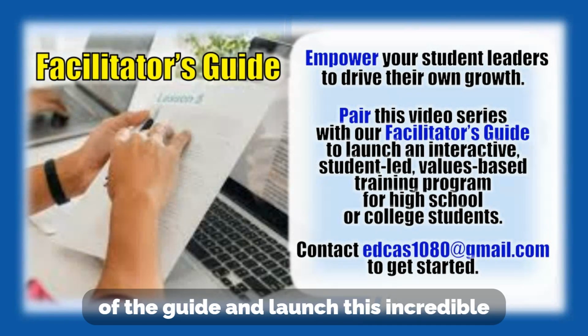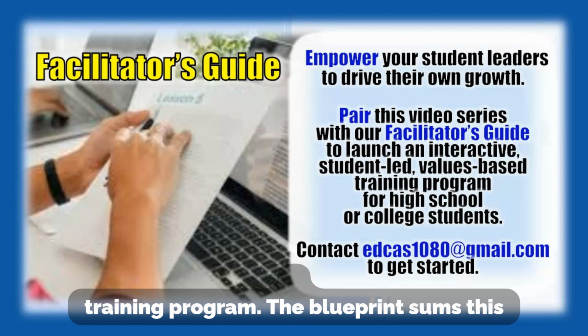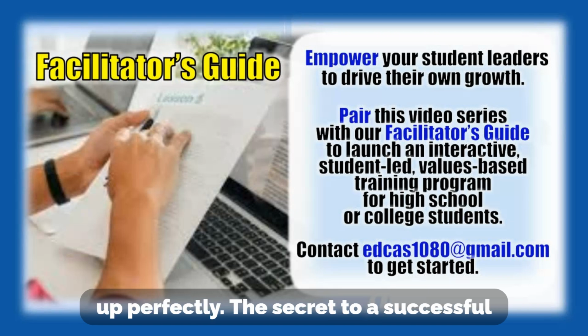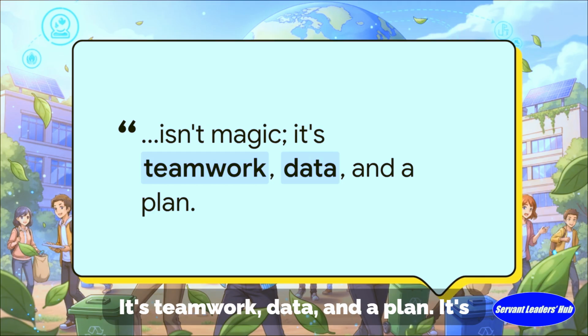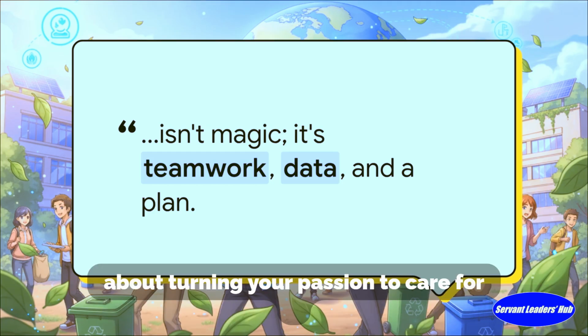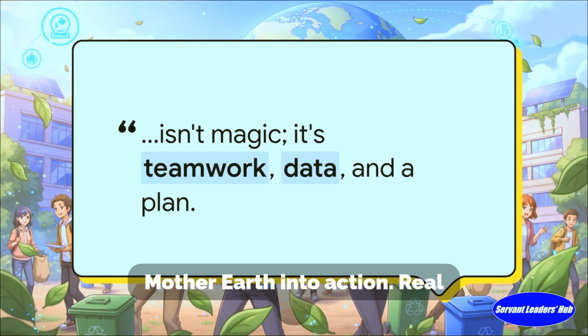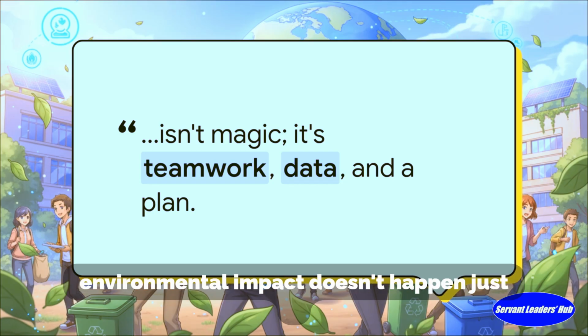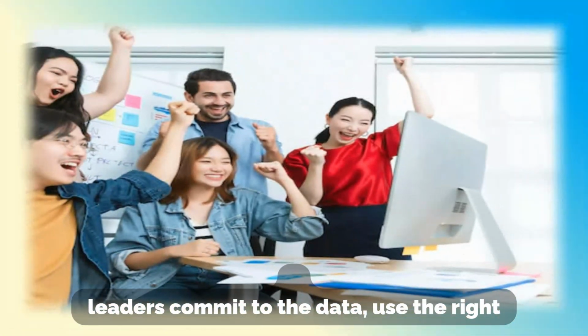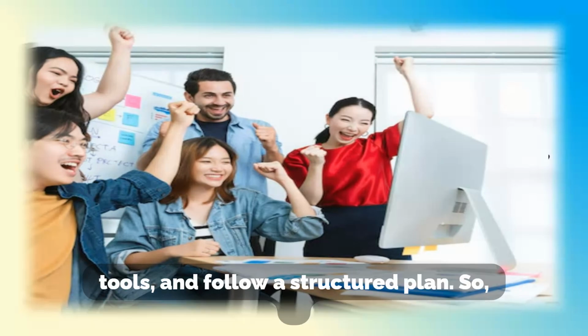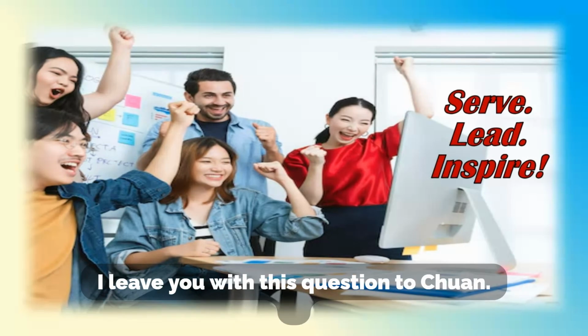The blueprint sums this up perfectly. The secret to successful, eco-friendly campus projects isn't magic. It's teamwork, data, and a plan. It's about turning your passion to care for Mother Earth into action. Real environmental impact doesn't happen just because we care about it or because we talk about it. It happens when dedicated leaders commit to the data, use the right tools, and follow a structured plan.